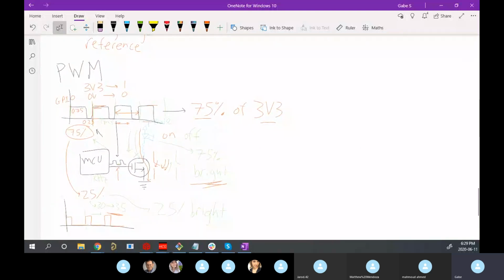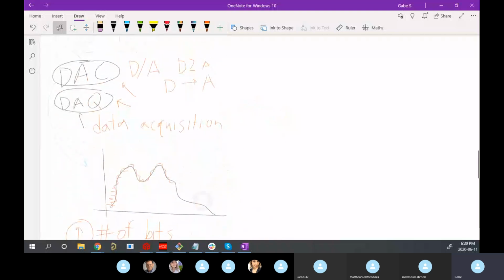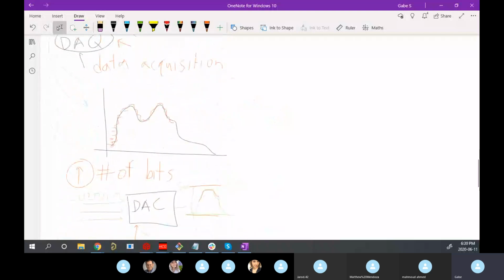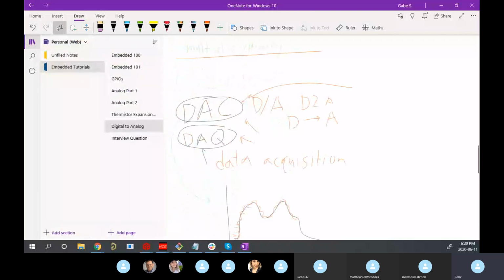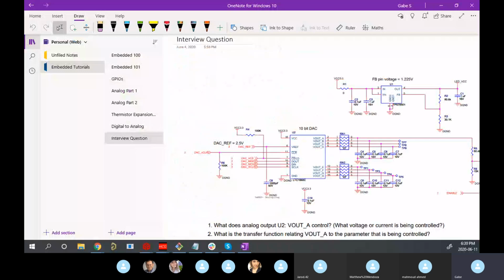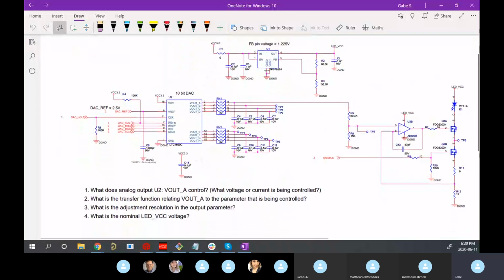So now that we have a good understanding of why I'd use PWM, and also a review of our DAC, we'll talk a little bit about an application of the digital to analog converter. This was our application of PWM, but now we'll do a good application of the digital to analog. So what we're going to do is look at an interview question. So good luck, everybody. Start. Okay, I'm just kidding.